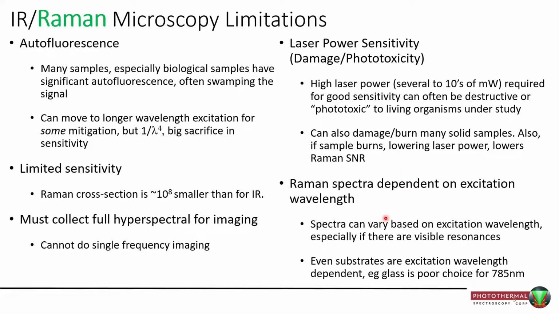And last but not least, we have the issue of Raman spectra that are dependent on the excitation wavelength. So the spectra can vary, especially if there are visible resonances. I've done some measurements on blood cells, and the spectra are dominated by heme. Not so much the other macromolecules, but it's the heme that jumps out because, of course, it has a resonance with the 532 excitation. But if that was measured at 785, the spectra would look different. There's also the issue of the substrate. So not just the sample, the substrate itself can also be excitation wavelength dependent. For example, glass is a poor choice for 785, but it's okay at 532.